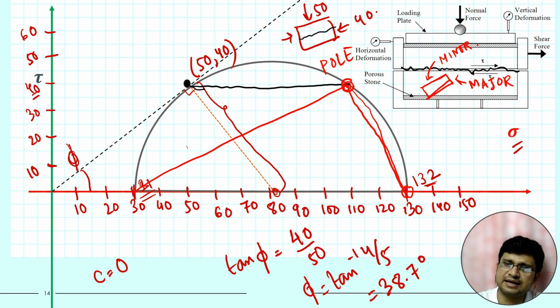And how much will be the angle? This angle is almost 65 degree, and this angle is almost 25 degree. So we know the angle with respect to horizontal, that we can easily calculate. This angle is 65 degree, and this angle is 25 degree. So this is the concept of pole.